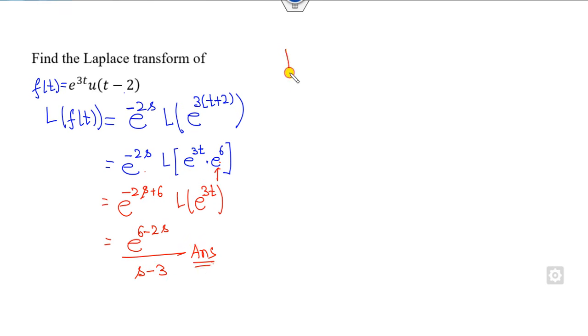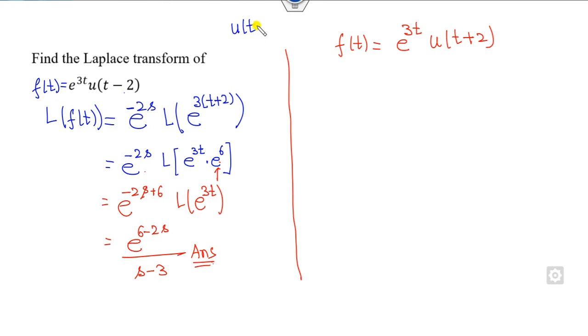Fine. Make sure, students, if for example somebody asks you to find the Laplace of this, u of t plus 2, then make sure you compare this with t minus a. What is the a in this case? A will be minus 2. Then what is my Laplace of this?